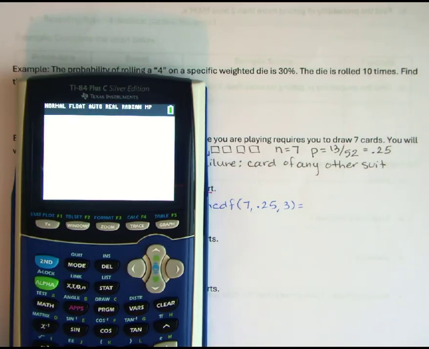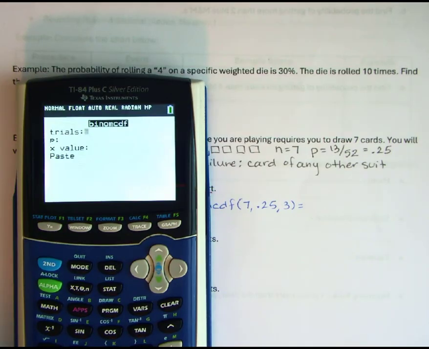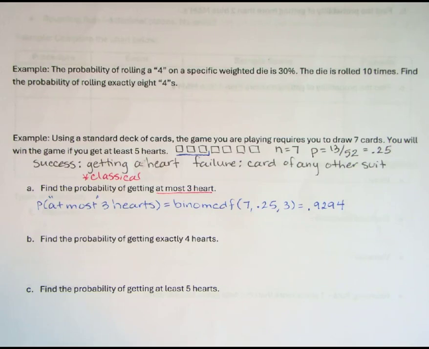Binom CDF is in the distribution menu, so you're going to need to hit second and vars. Using your up or down arrows, you need to find B. Then hit enter. You can now enter the number of trials, the probability of success, and the x value. Once you hit enter, you'll notice that on your calculator it looks exactly like what is on your paper. And now you can round to 4 decimals. So the probability that you will get at most 3 hearts when you see 7 cards being drawn in front of you is 0.9294.